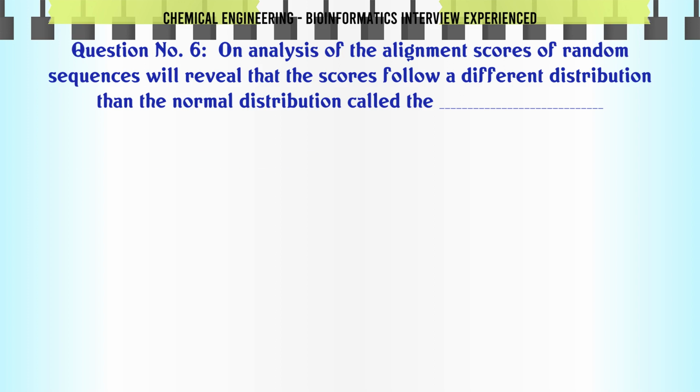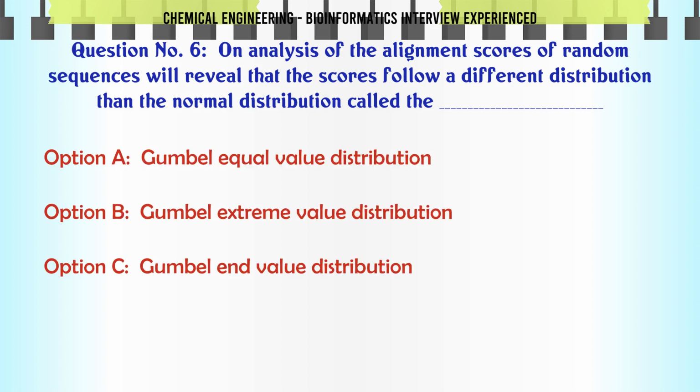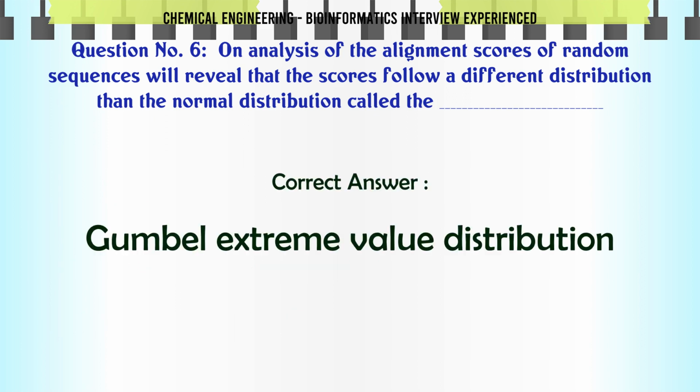An analysis of the alignment scores of random sequences will reveal that the scores follow a different distribution than the normal distribution, called the A. Gumbel equal value distribution. B. Gumbel extreme value distribution. C. Gumbel end value distribution. D. Gumbel distribution. The correct answer is Gumbel extreme value distribution.